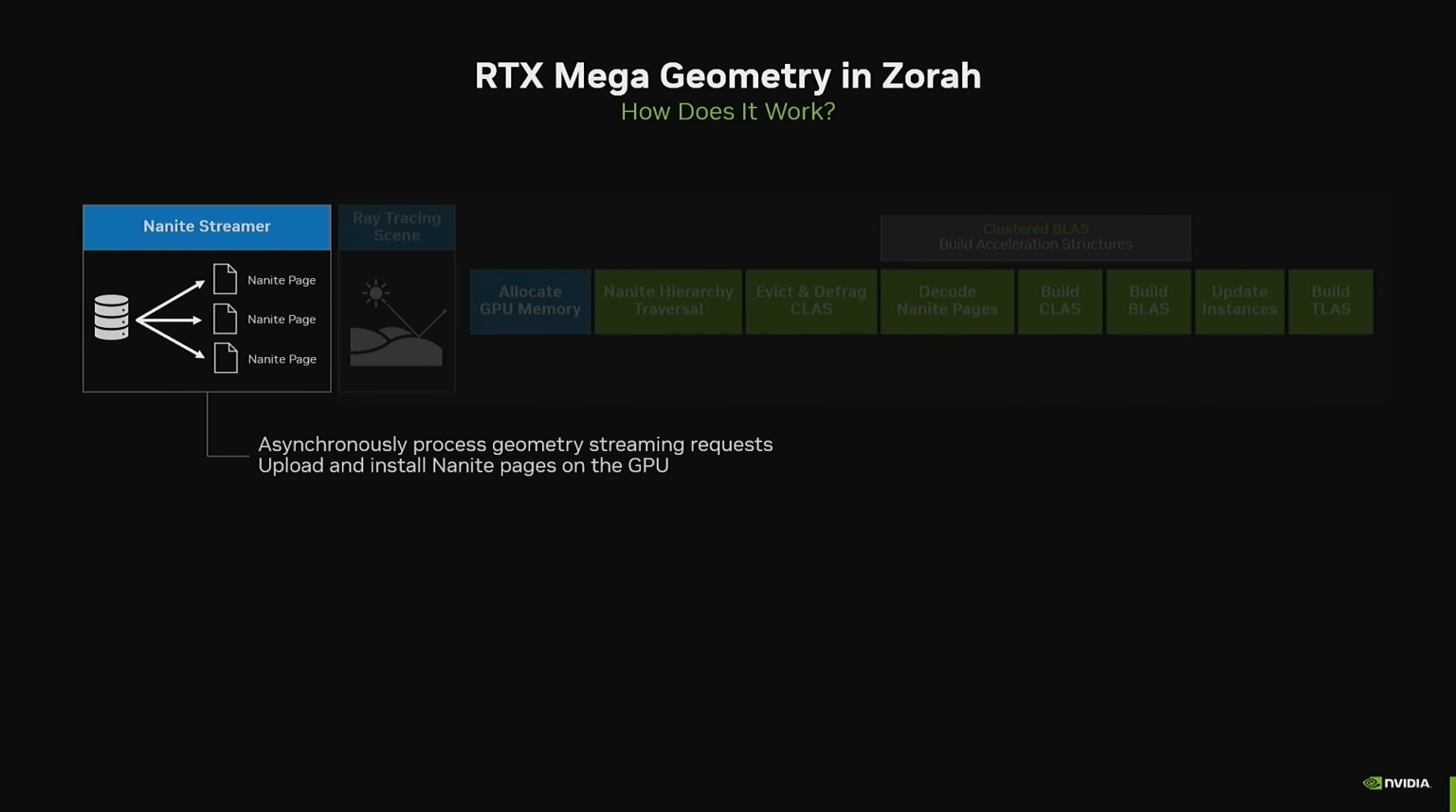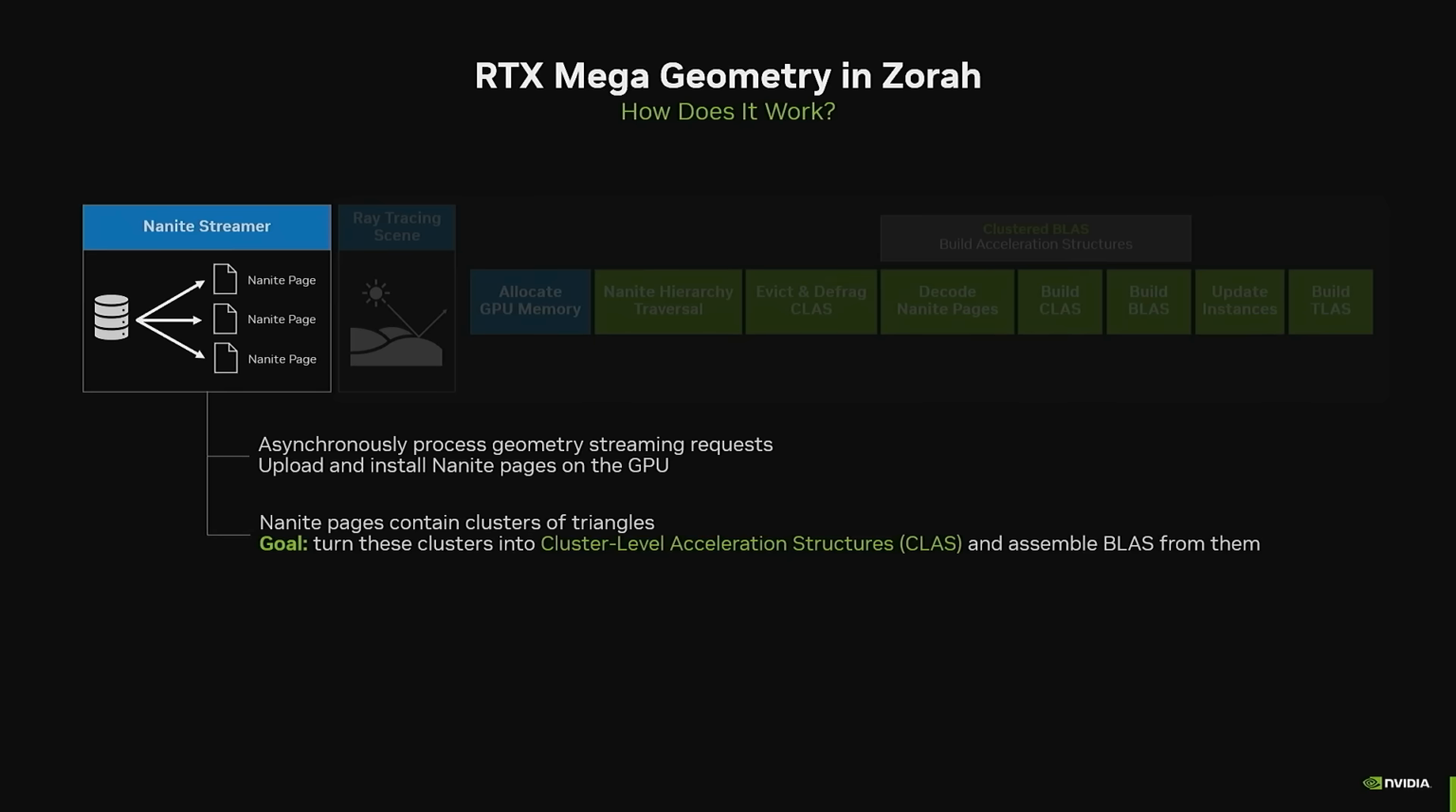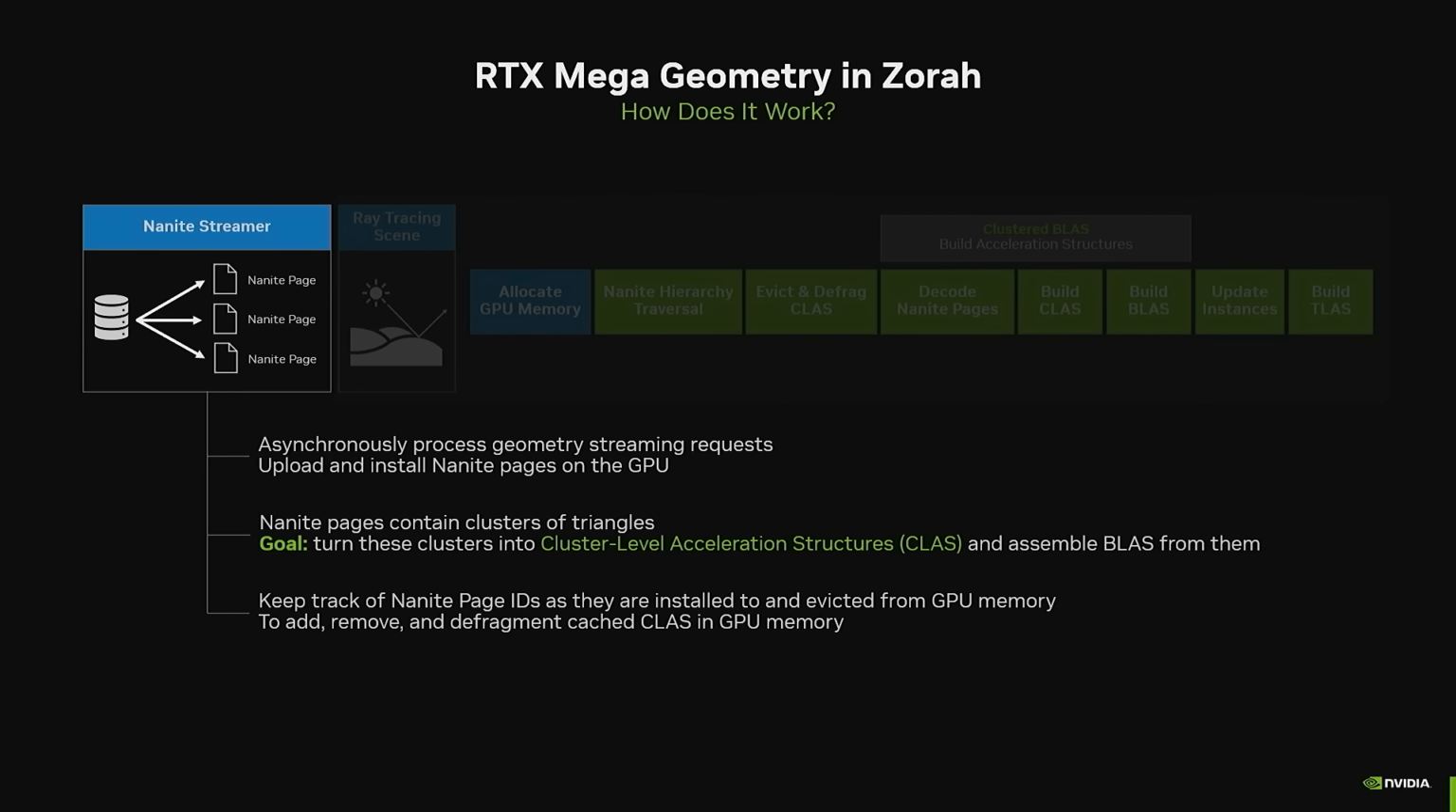So the first thing is Nanite itself in the engine. It streams geometry in and out on the GPU asynchronously, and it will upload and install Nanite pages onto the GPU as it does its work. These Nanite pages contain clusters of triangles. And for Mega Geometry, our goal is to turn those clusters of triangles into CLASs, or cluster level acceleration structures. And then we'll use those to assemble BLASs that will be ray traced. So we want to keep track of Nanite page IDs as they're installed to and evicted from the GPU so that we can stay in sync with the Nanite streamer.